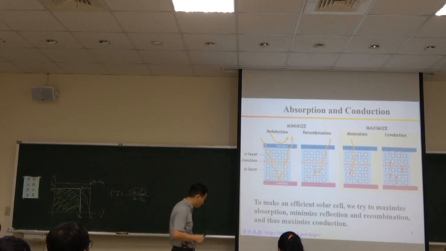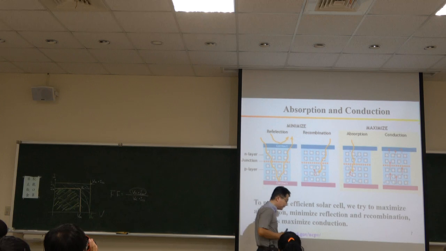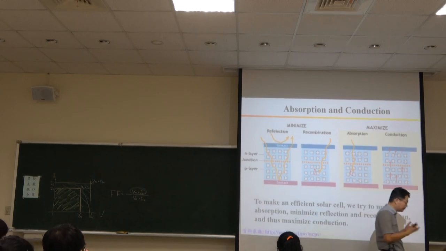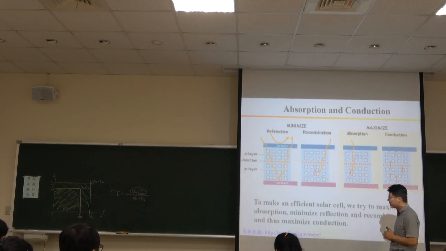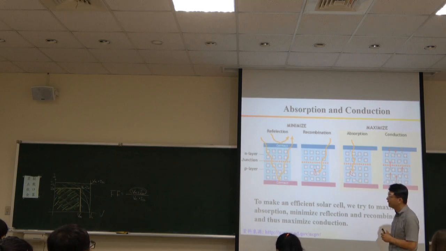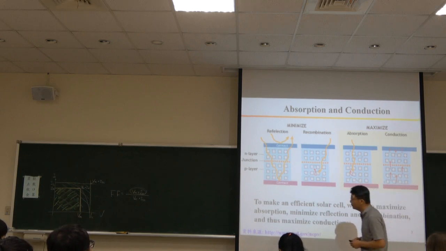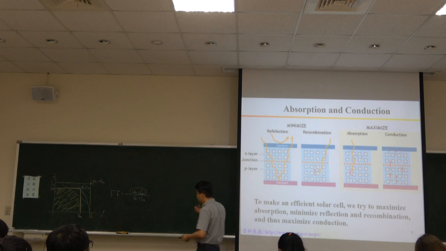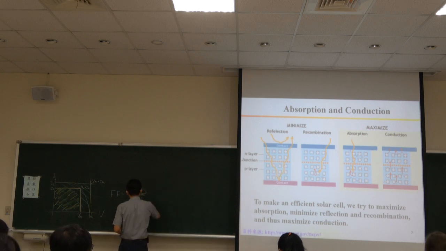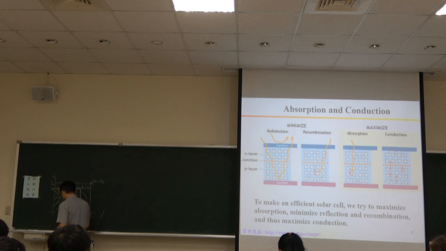Recombination, we will always have many cases to talk about recombination. Recombination means that when the material has generated the photon current, or photon-excited electron, we call it the charge.